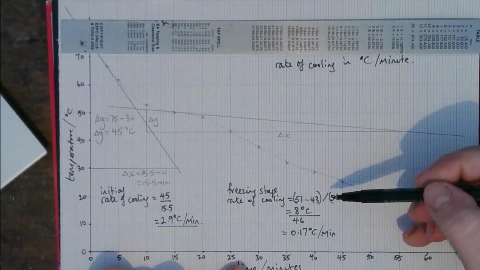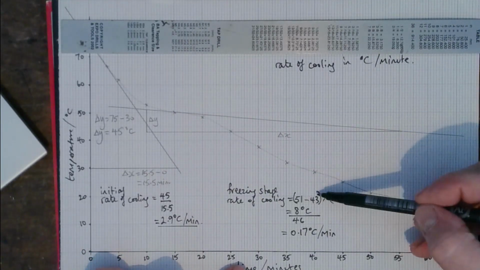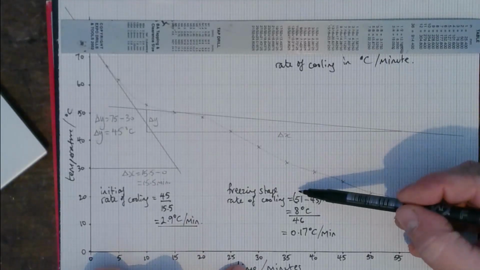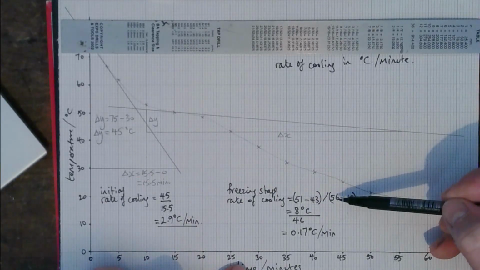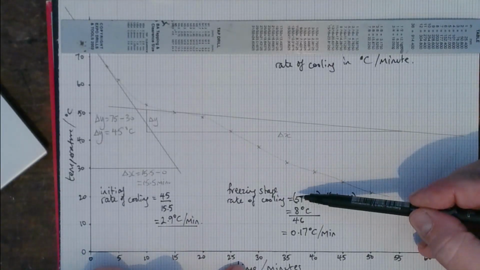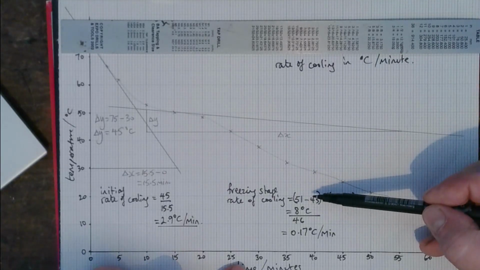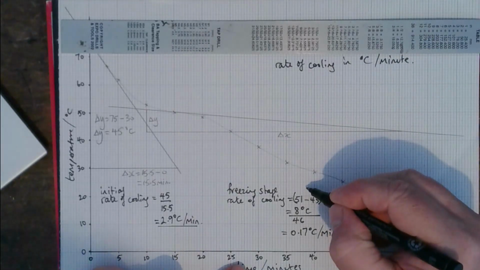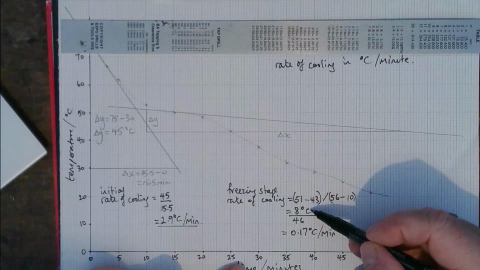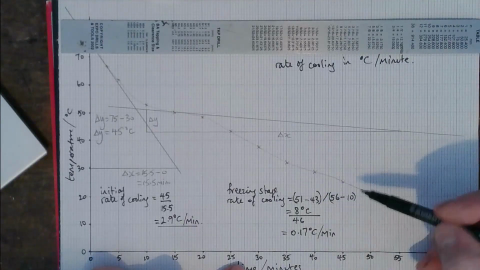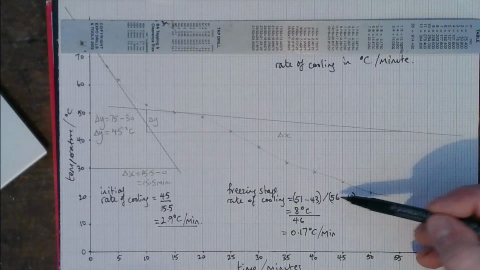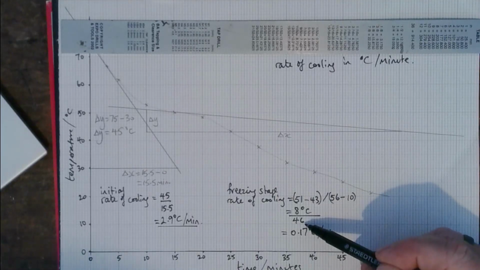I automatically went into writing out my delta y. I hadn't actually really solved that in there, but you can see what I've done there. I'm going from 51 to 43 degrees, so that's 8. Okay, that's my delta y. I'm going to divide that by my change in minutes, 56 minus 10, so that's 46, and I put that in down here.